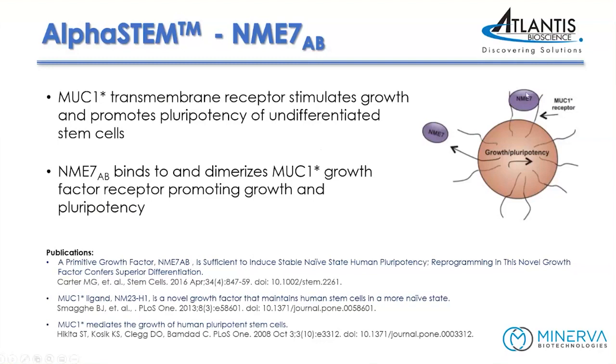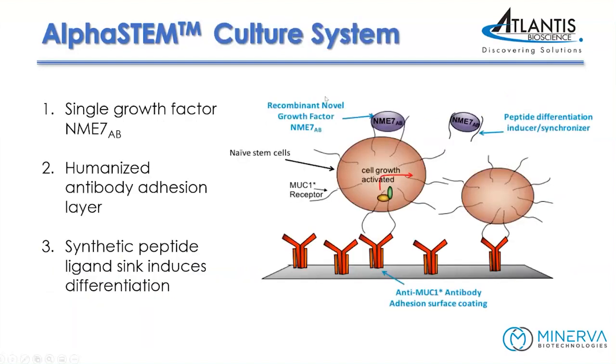So what is the mechanism behind this? Basically, it involves MUC1*, which is a cleavage product of the transmembrane protein MUC1. This MUC1* is found on the undifferentiated stem cells, and it stimulates growth and pluripotency.